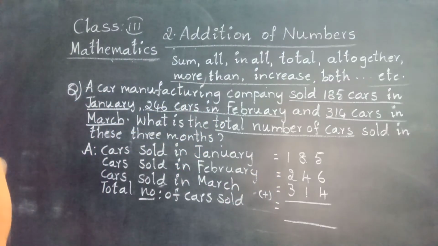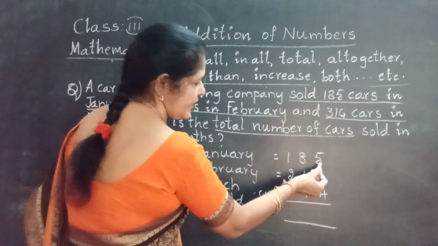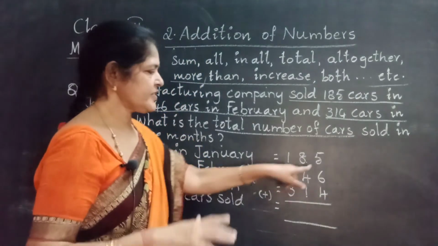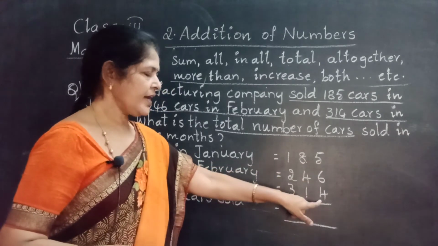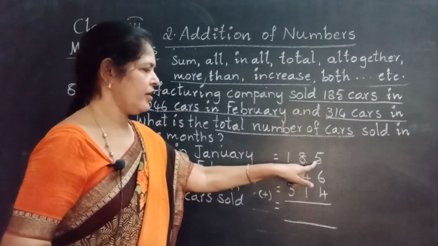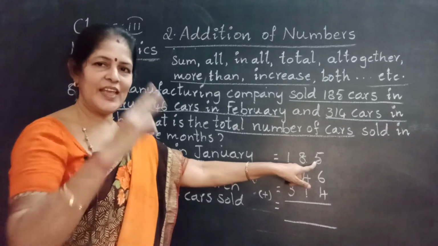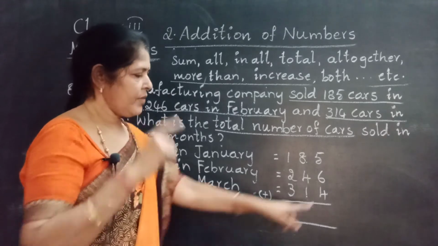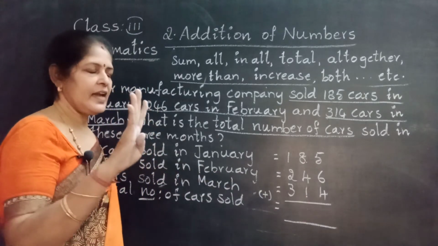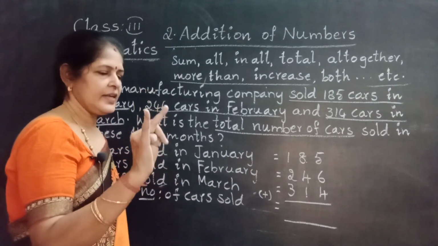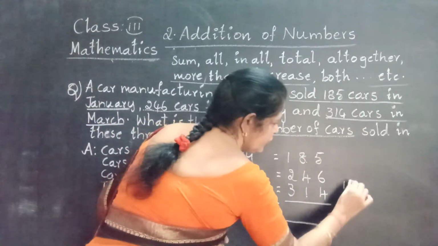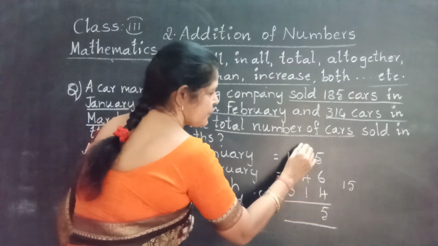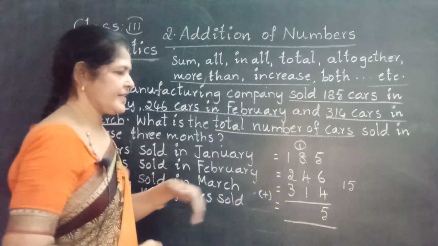Now start addition from ones place. Take 5 fingers. First add these 2 numbers, then go to the third number. Very good. Already you know how to do 3 lines addition. 5 plus 6, 11. 11 in the mind. Take 4 fingers. 11 after: 12, 13, 14, 15. 2-digit number. Write the ones place number in the ones place. Tens place number carry forward to tens place.